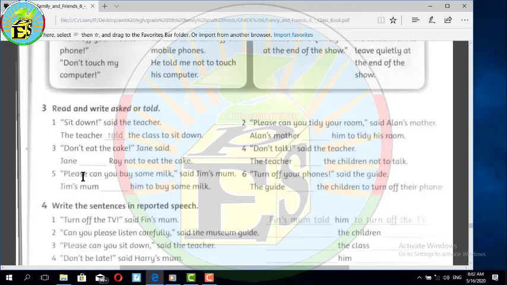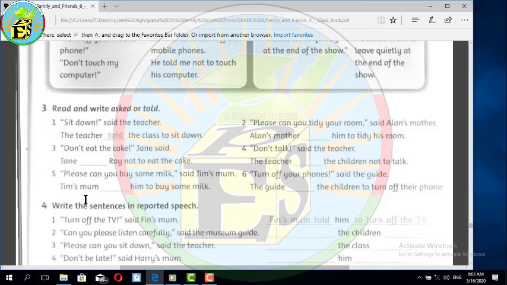Number 5. Please, can you buy some milk? This is a request. Said Jim's mom. Jim's mom asked him to buy some milk. Very good. Number 6. Turn off your mobile phones, said the guide. The guide told the children to turn off their mobile phones. Very excellent. Because this is a command.